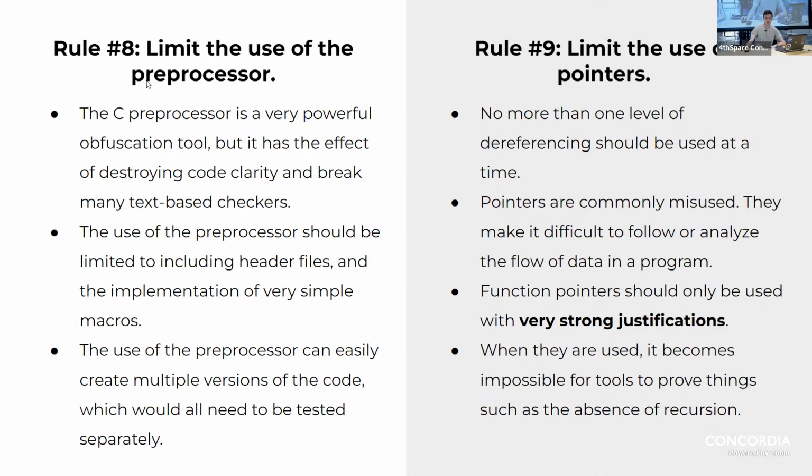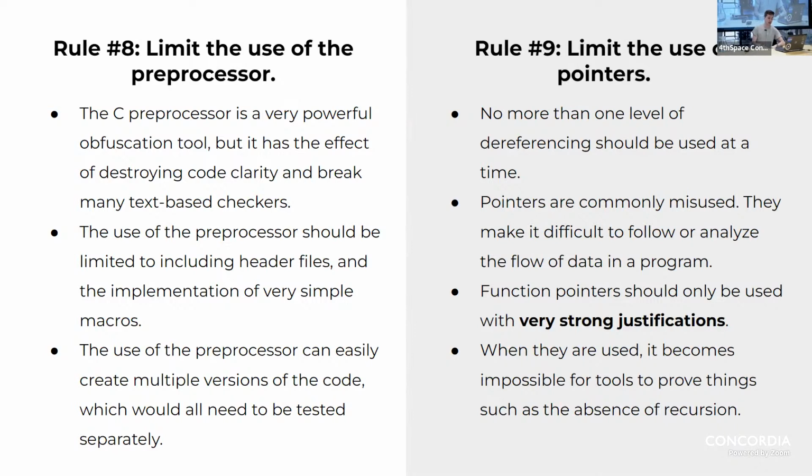Rule 8 is limiting the use of the preprocessor in C. Now, it's a very powerful obfuscation tool, but it has a massive impact when you're starting to use text-based checkers or external tools that will analyze your code, because it makes it a lot more difficult for them to understand exactly what you're trying to do with this.